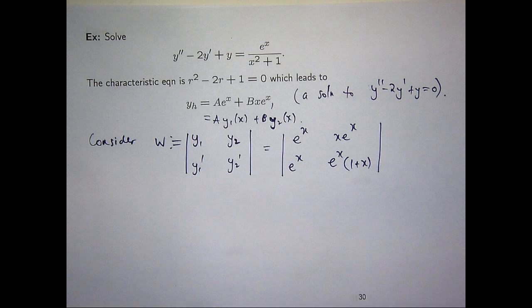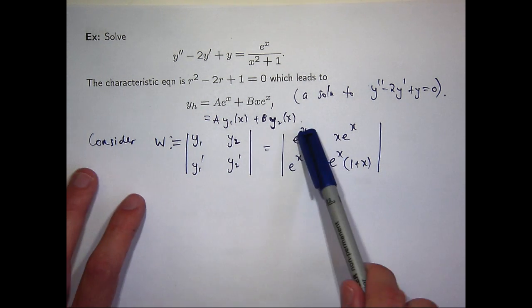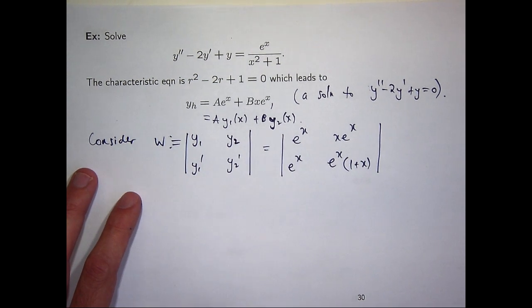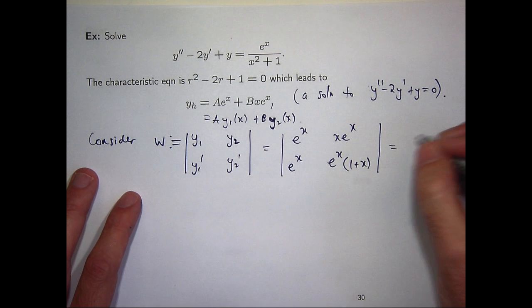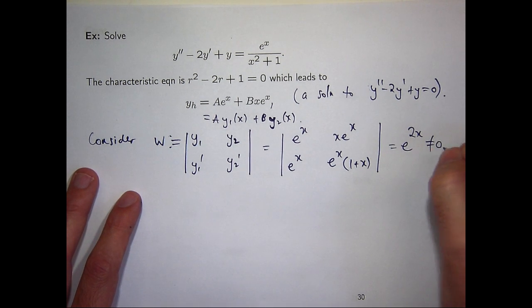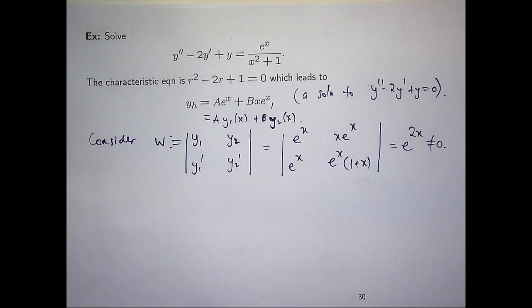So what I want to do is look at the determinant of this. I'm going to get that times that minus that times that. Now if you do a little bit of algebra there, you'll get e to the 2x, which of course is never 0. So having the non-zeroness there just confirms that these things are linearly independent. So we can work with them.